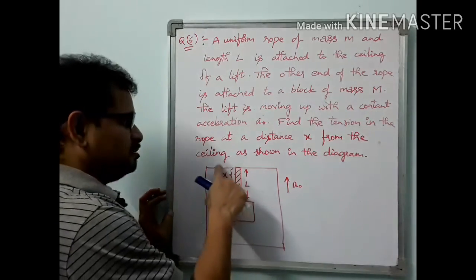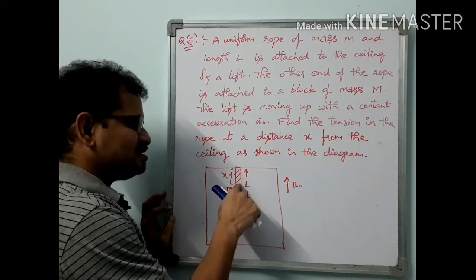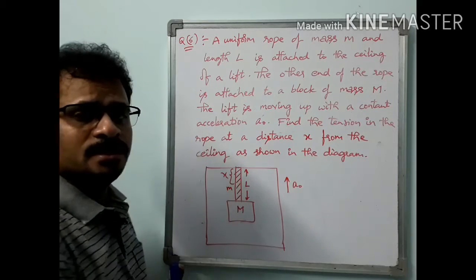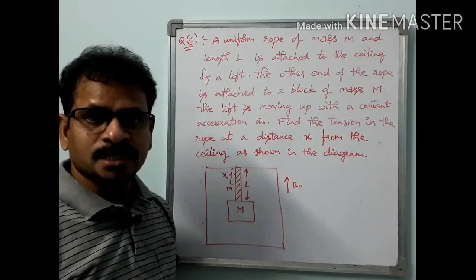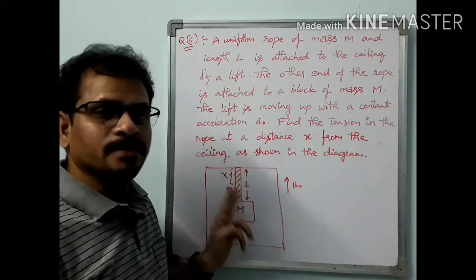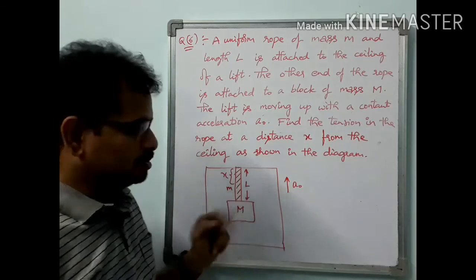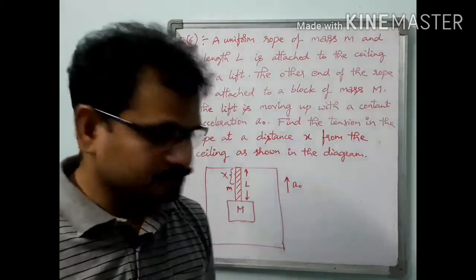So here, from the ceiling at some distance x, we have to find the tension in the rope. Okay, and this is not a massless rope. If it is a massless rope, tension at every point will be the same. Okay, so let us solve this one.